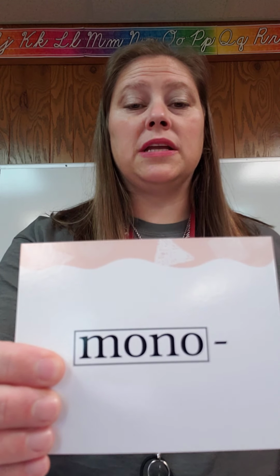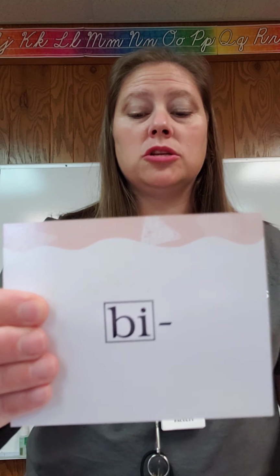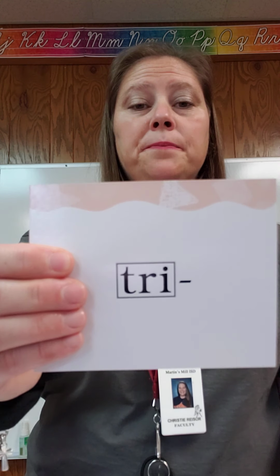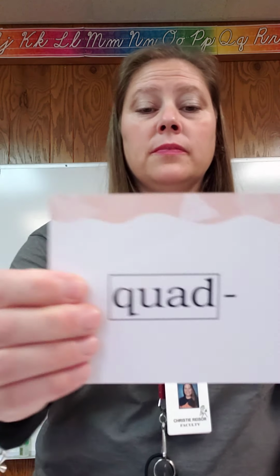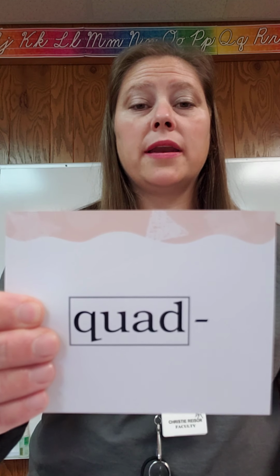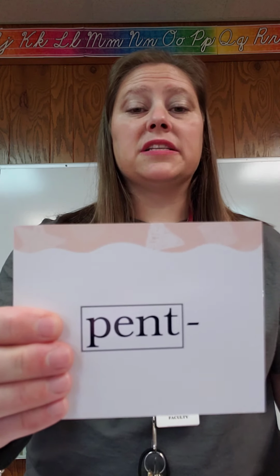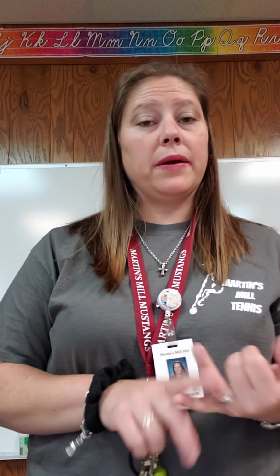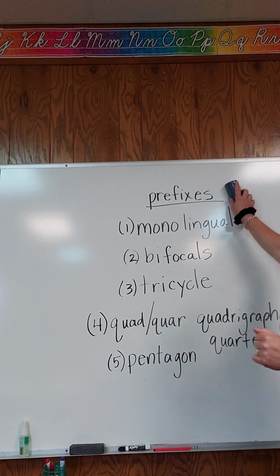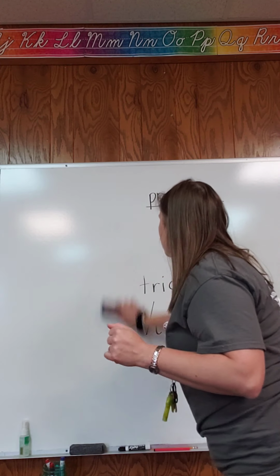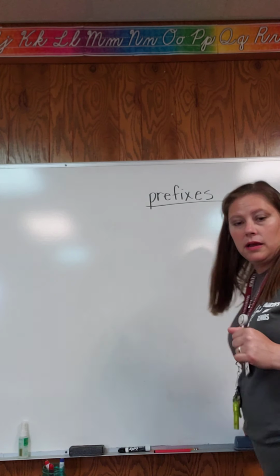mono, which means 1, bi, which means 2, tri, which means 3, quad, prefix quad, which means 4, prefix pent, which means 5. And so those are the numeric ones that we often see when we read and we write for numeric prefixes. Okay? All right, I'm going to erase these, and we're going to take a look at a couple more in this lesson. Okay?